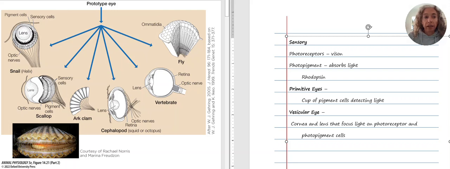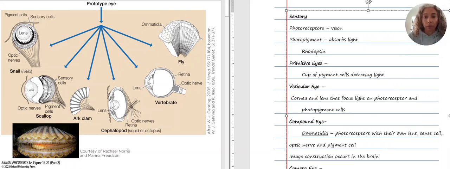These snails and slugs would have vesicular eyes. These vesicular eyes also have accessory retina that can detect infrared light. And this is kind of the evolution of the eye. You can see here the snail with that primitive vesicular eye, and then the scallops and the ark clam. And next we'll talk about the fly, the compound eye.